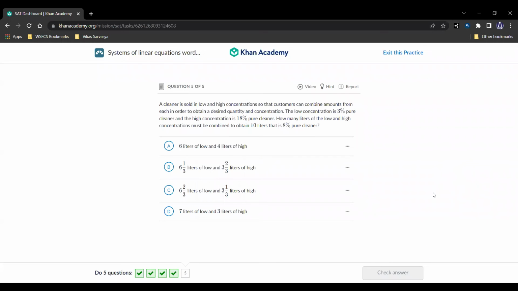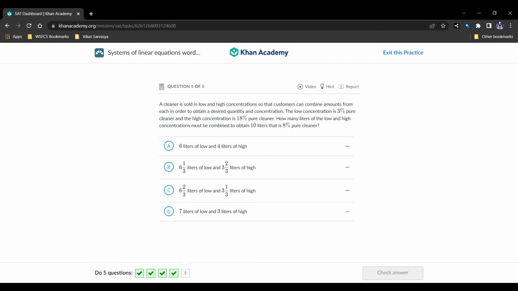Let us move on to the last question. All right. A cleaner is sold in low and high concentration so that customers can combine amounts from each in order to obtain a desired quantity and concentration. The low concentration is 3% pure cleaner and the high concentration is 18% pure cleaner. How many liters of the low and high concentrations must be combined to obtain 10 liters that is 8% pure cleaner? All right. So 8%.